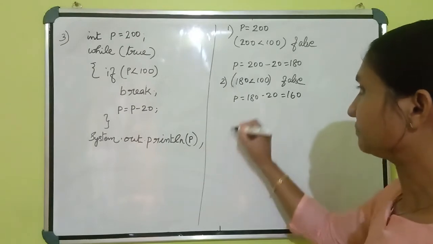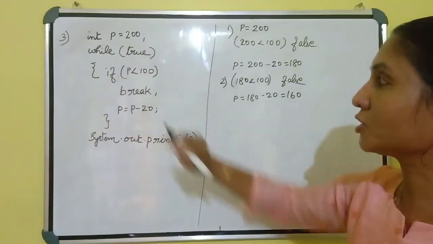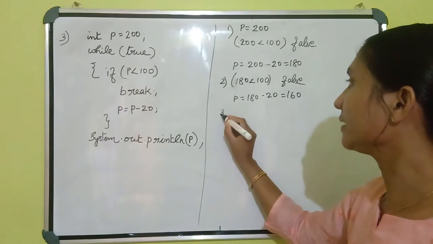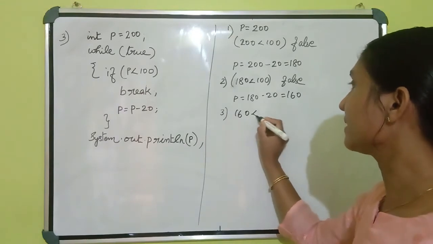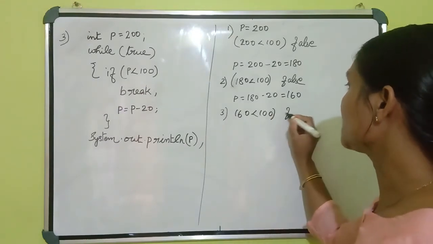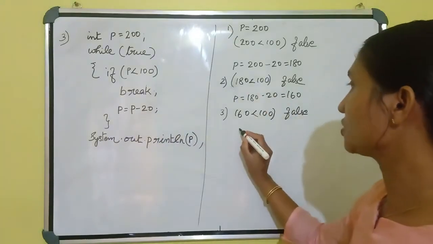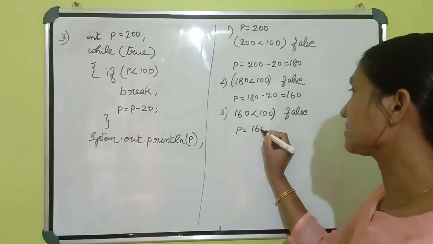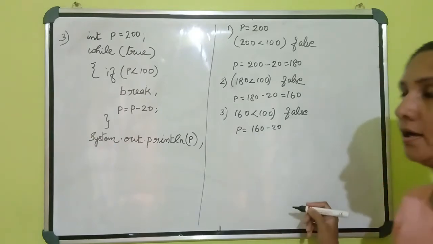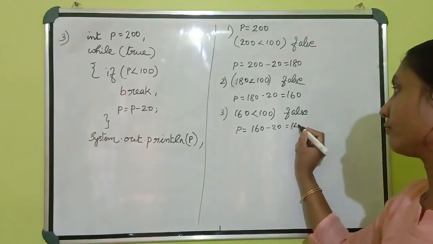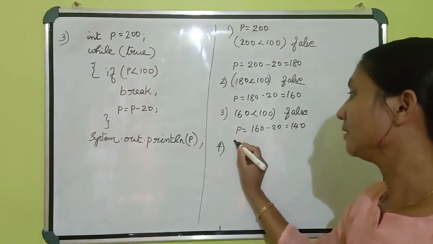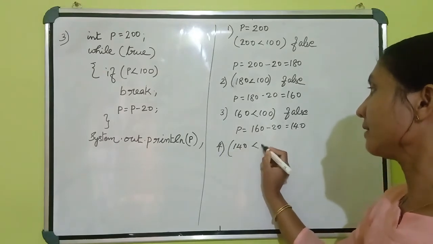Then again the condition is true and it applies here. 160 less than 100 is also false, so it will not take the break; it will take p = 160 minus 20. Which value do you get? 140. Fourth time, 140 less than 100.